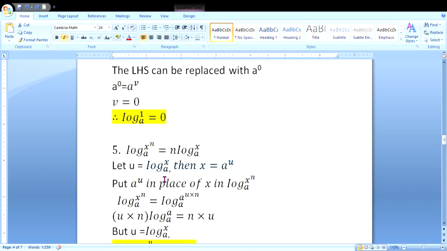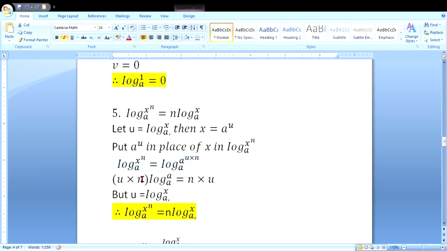Now let's prove that log of x raised to the power n to base a is equal to n log x to base a. What we need to do here, we say let u be equal to log x to base a. Then, because we have already defined previously that x is equal to a raised to the power of u, in place of x we replace it with a raised to the power of u. So you put a raised to the power of u in place of x in log of x raised to the power n to base a.